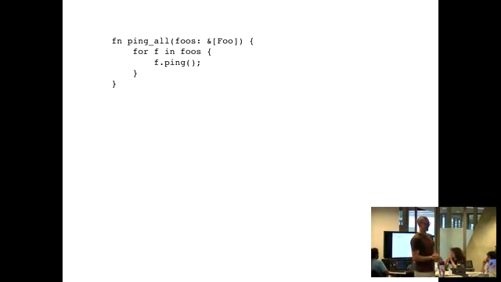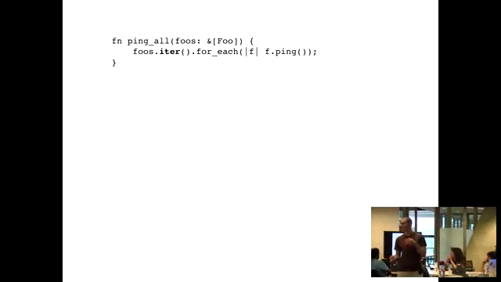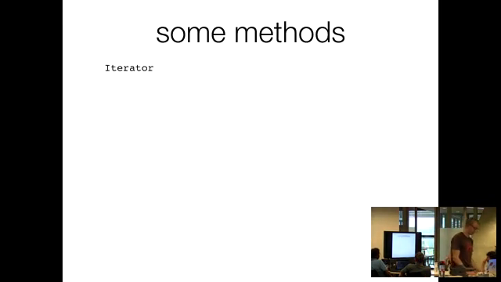Hopefully you all agree. But actually it's kind of uncommon to even see for loops for this kind of simple case, because there's a whole bunch of functions on iterators, just like there's a whole bunch of functions on option and result that let you write much more succinct code. So here we explicitly have to ask for an iterator over the array using the iter function. And then there's a for each function which just executes the function for each element.